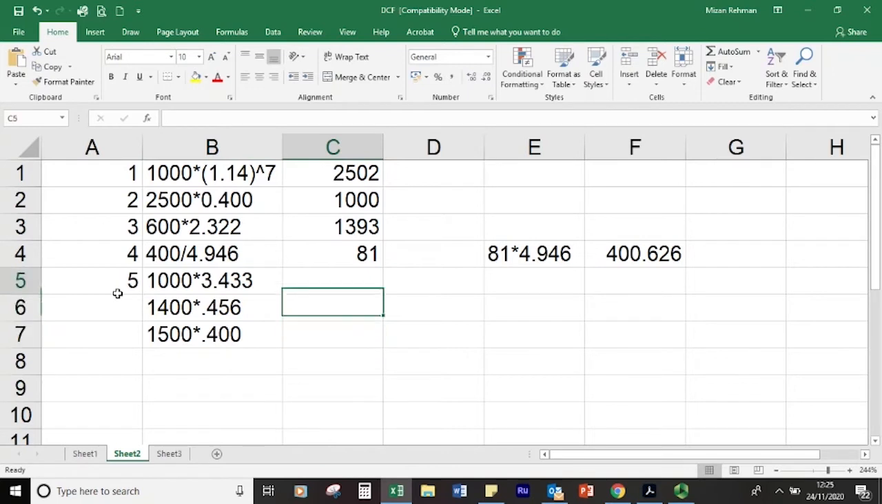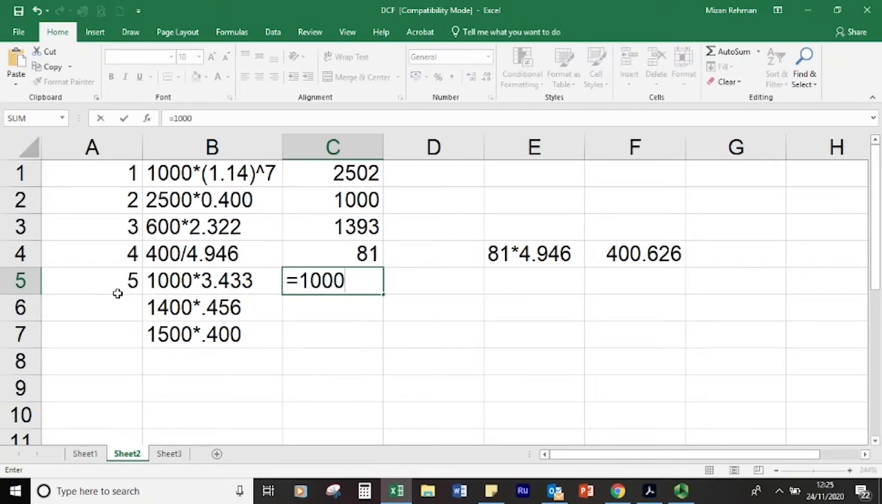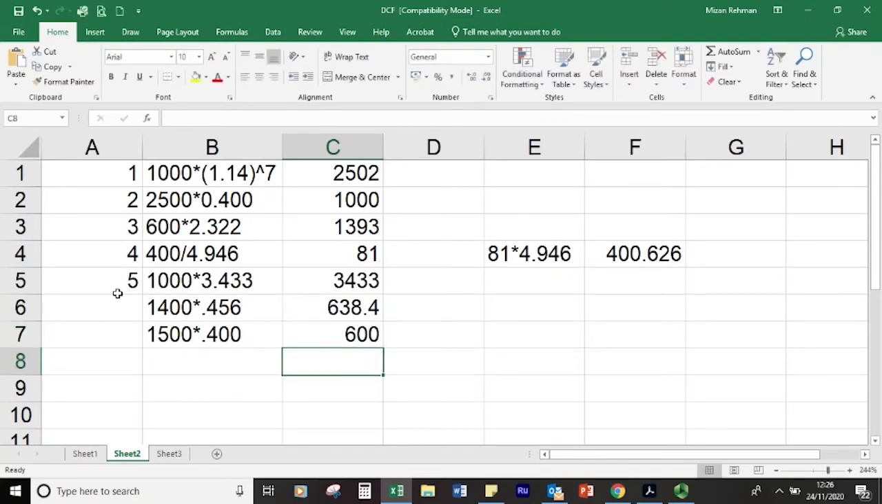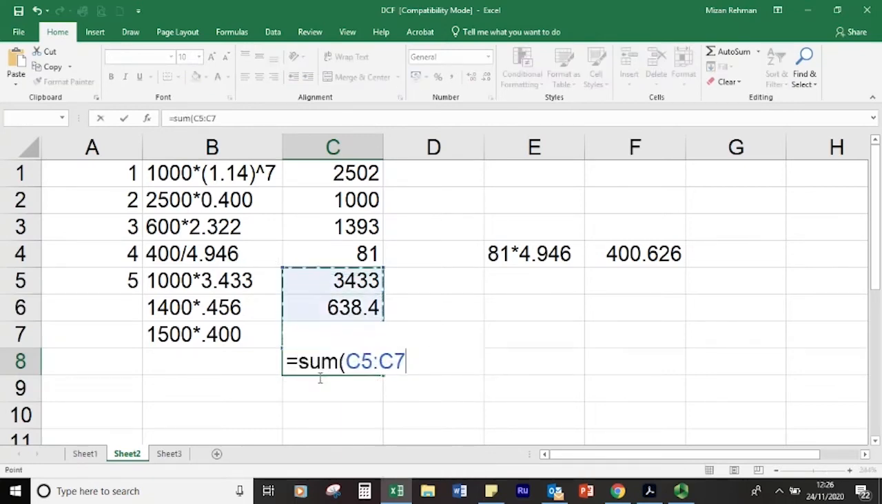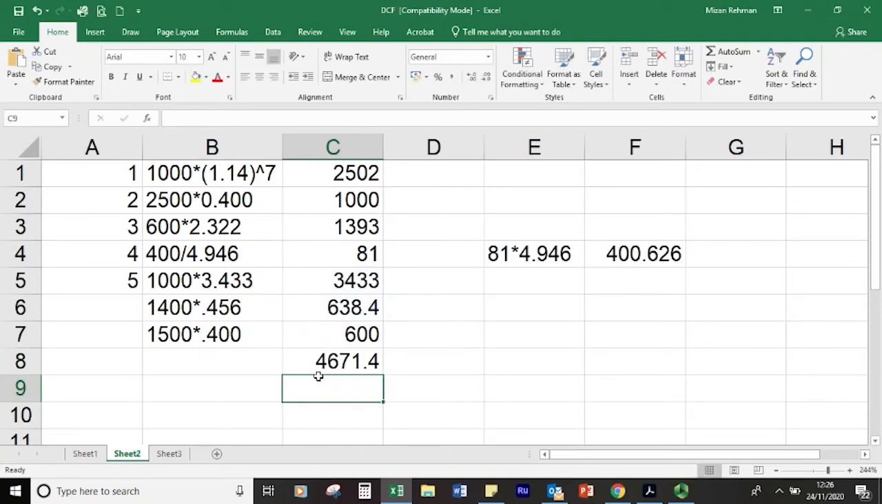So let's solve this now. 1,000 times 3.433, 1,400 times 0.456, and 1,500 times 0.400. So the total amount is the sum of all these values, 4671.4. So that's the answer to 5.